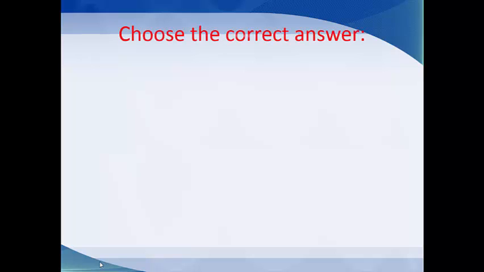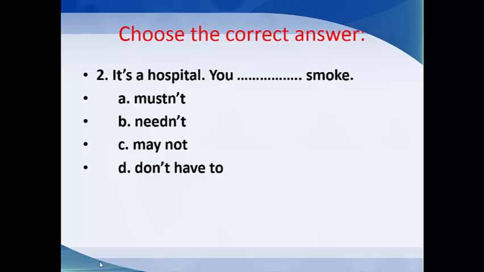Number 2. It's a hospital. You blank smoke. Mustn't, needn't, may not, don't have to. It's an obligation here. So the answer is you mustn't, or we can call it prohibition. It's not allowed to smoke here.